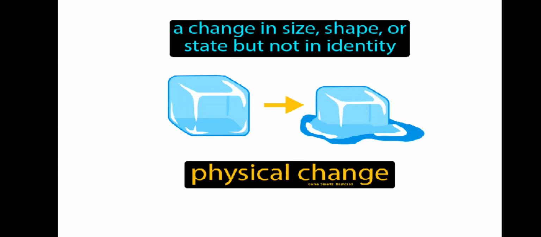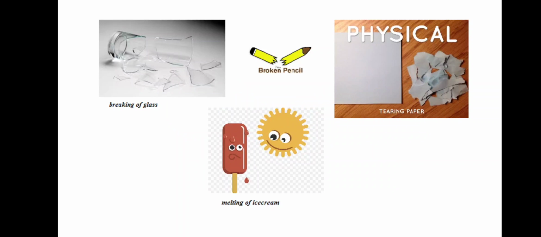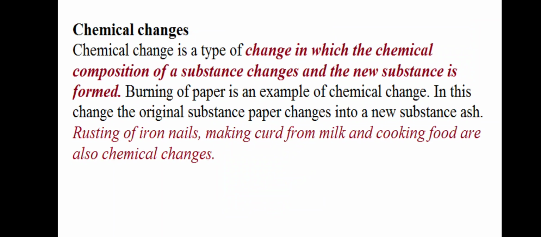I can see in the picture, the ice is turning into water. A change in size, shape or state, but not in identity, means the actual thing, what it is, does not change. Now here are other pictures. You can see a breaking of glass, broken pencil, paper which you tear, and you see ice cream also melts, but even after melting it's still ice cream, though in the liquid form.